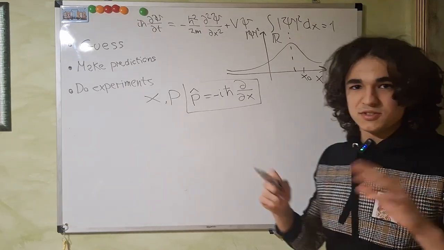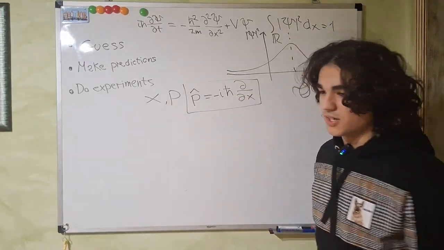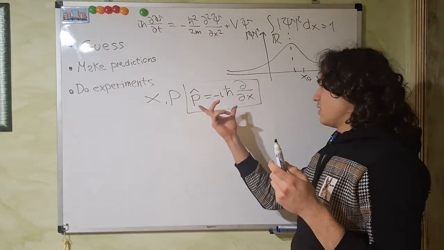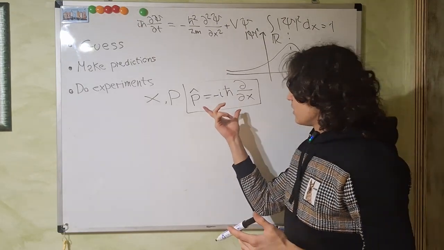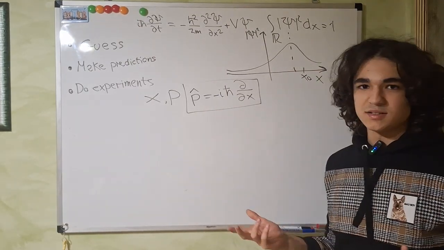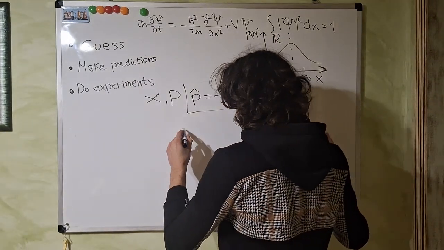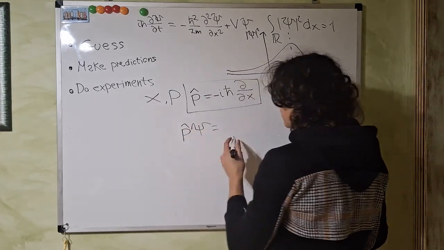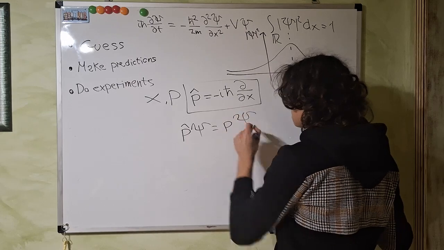Now, I don't know this story well, but I think Heisenberg got to this relation in another way, and several physicists got this relation. But why do we care about this momentum operator? Well, when you apply the momentum operator on the previous psi, we found that you basically get the momentum times psi.